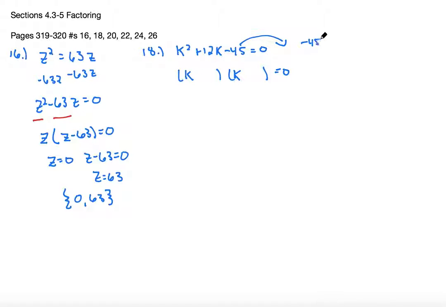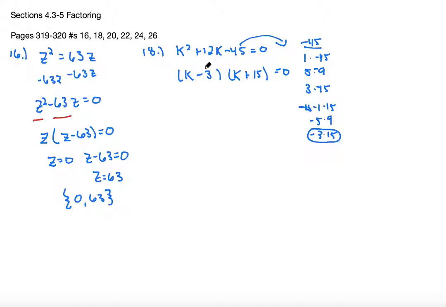So for negative 45, if I write to the side, obviously 1 times negative 45, and then vice versa. And then I could do 5 times 9. How about 3 times 15? And then one of these has to be negative. And then, of course, we can flip the signs. So then let's do negative 1 times 15, and then negative 5 times 9, and negative 3 times 15. So we look at all the factors and which factors could possibly add to give me a positive 12. And that's negative 3 and positive 15. So that's what I write here.